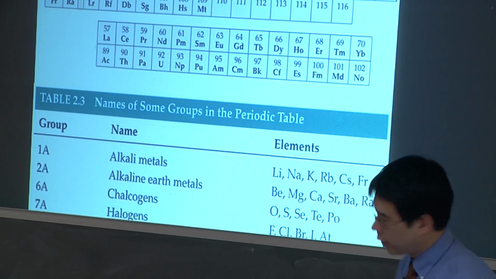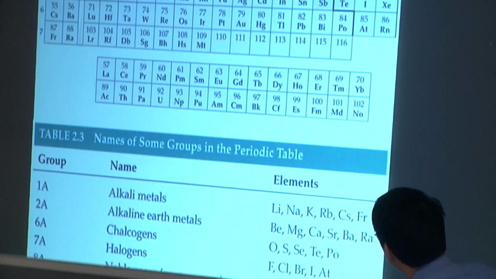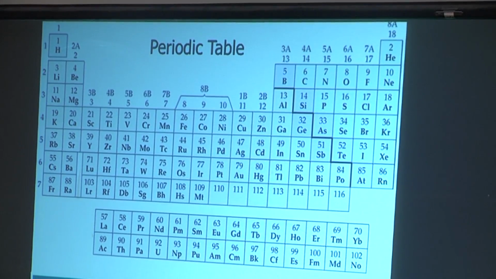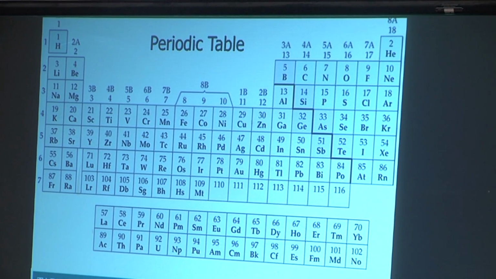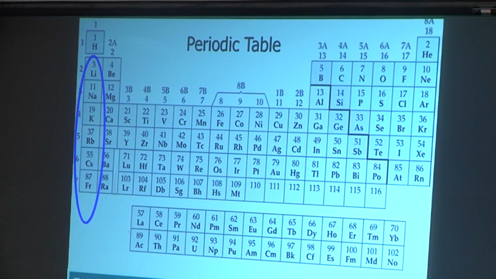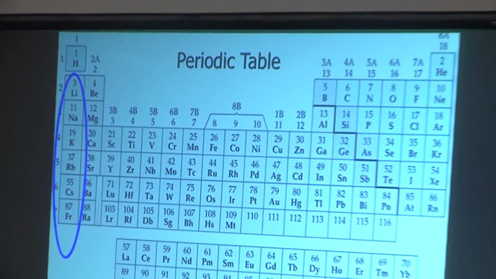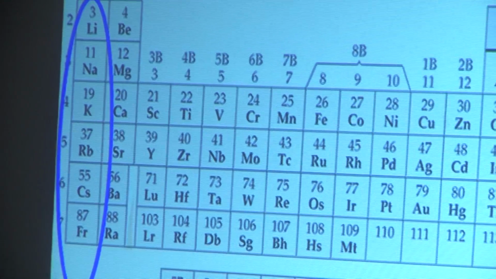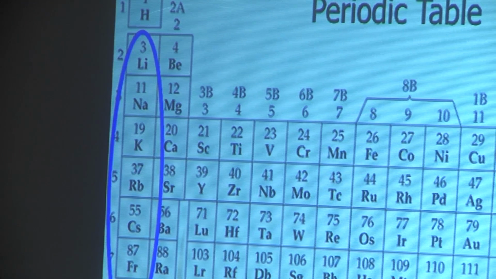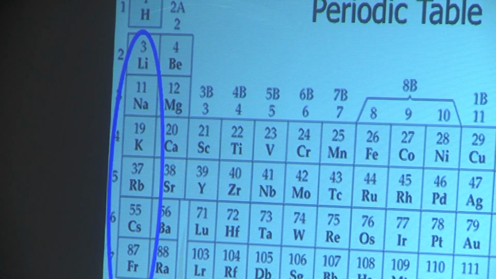Okay, here's another view of the periodic table. Some of the families or groups have common names. We talked about group 1. Those are called alkali metals, and they form alkali compounds or bases. Lithium, sodium, potassium, rubidium, cesium, and francium.